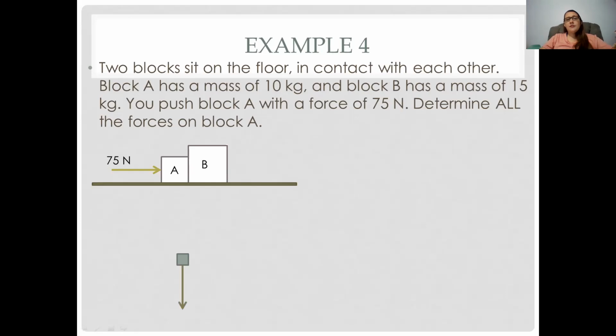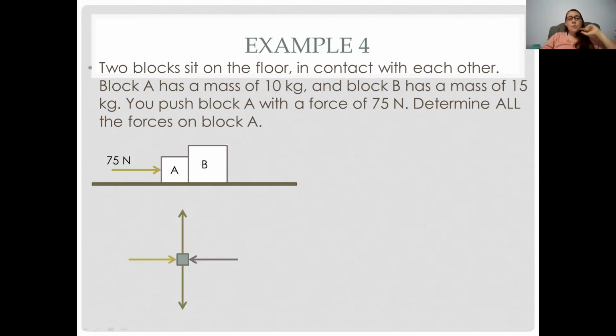Again, we know gravity is pulling down towards the center of the Earth. Since it is sitting on the floor, the floor is holding it up, so the normal force is pointing up. We have a force pushing on block A to the right, but that's not the correct way to draw a force in a free body diagram. Remember, we draw all of the forces as arrows coming out of the box. So we'll fix that in just a moment.